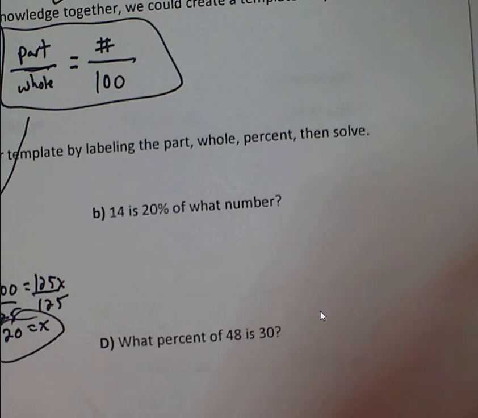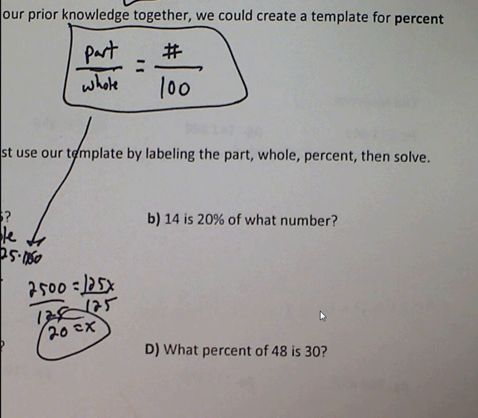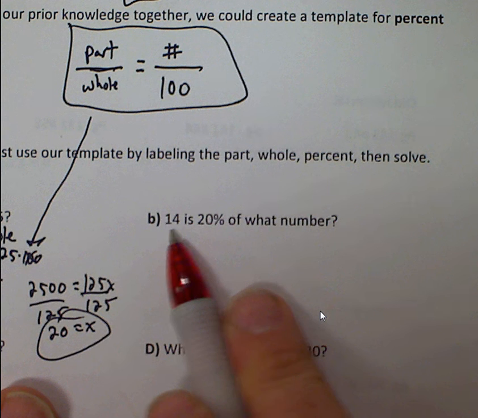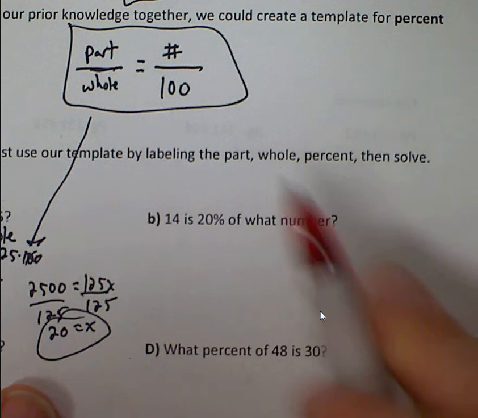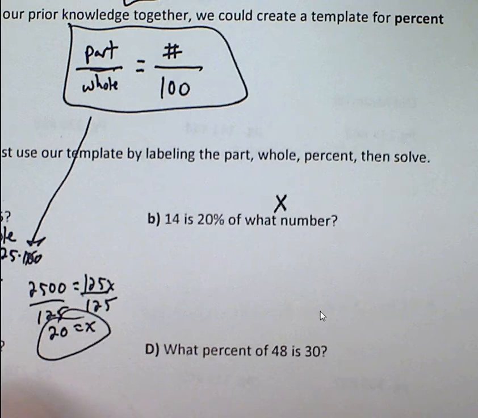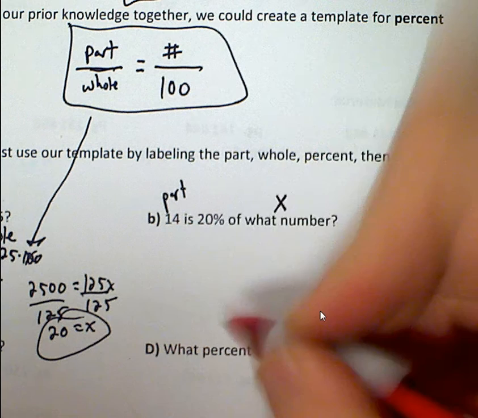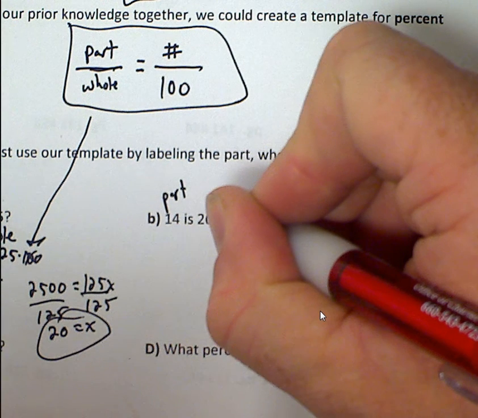So letter B, we need to find our part, whole, and percent. It says 14 is 20% of what number? What number will always be my x? 14, once again, is my part. 20% is my percent.